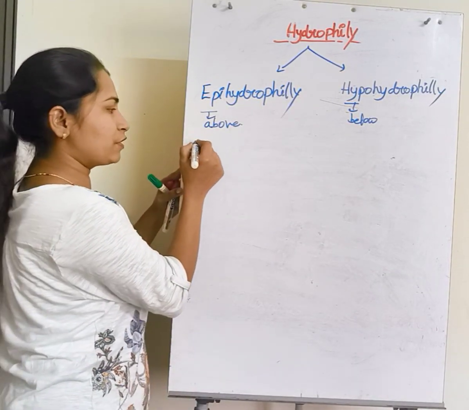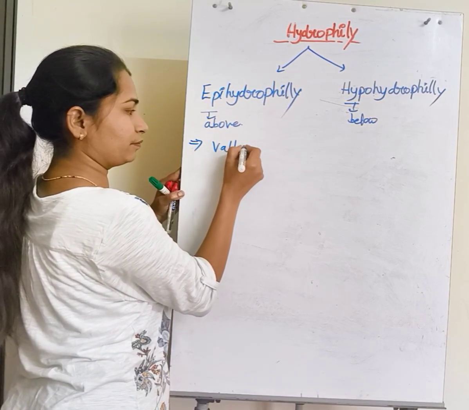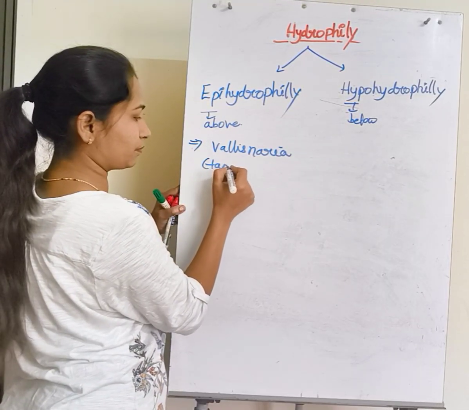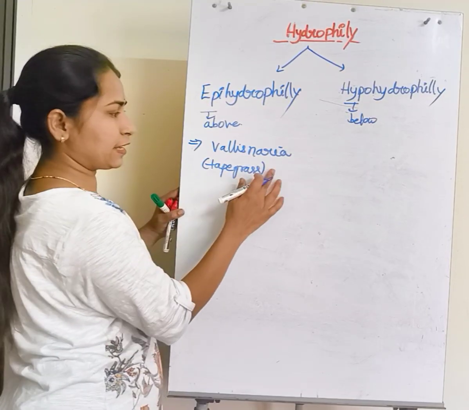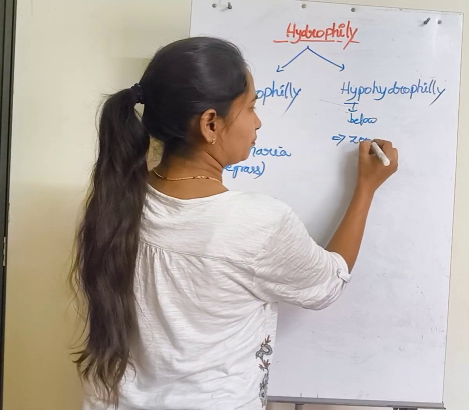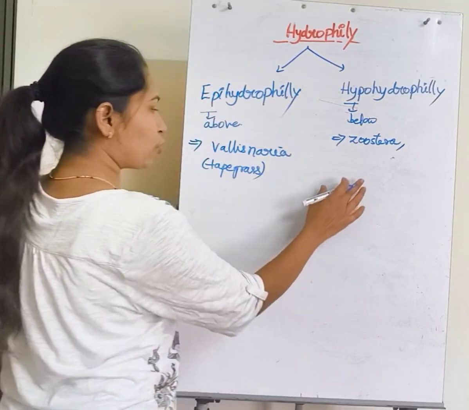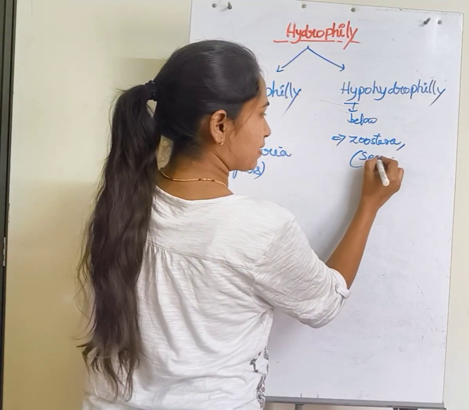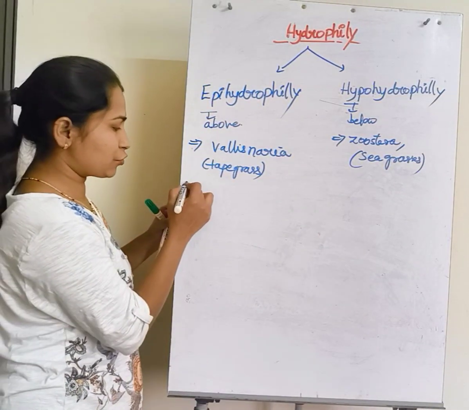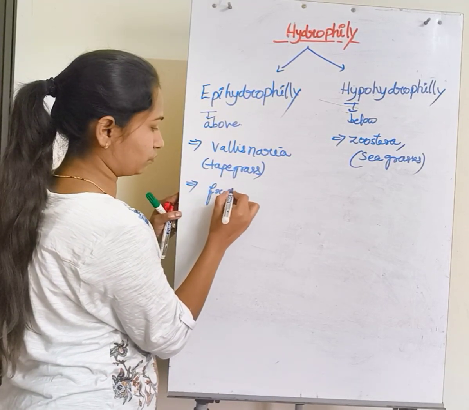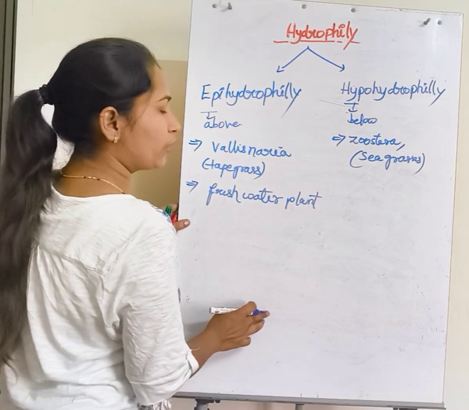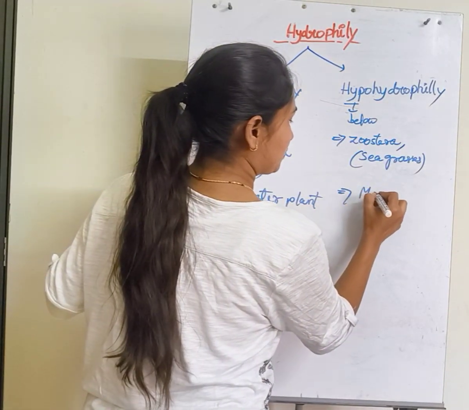Epihydrophily takes place in Vallisneria, commonly called tape grass, and Zostera, commonly called seagrass. Vallisneria is a freshwater plant, and Zostera is a marine water plant.